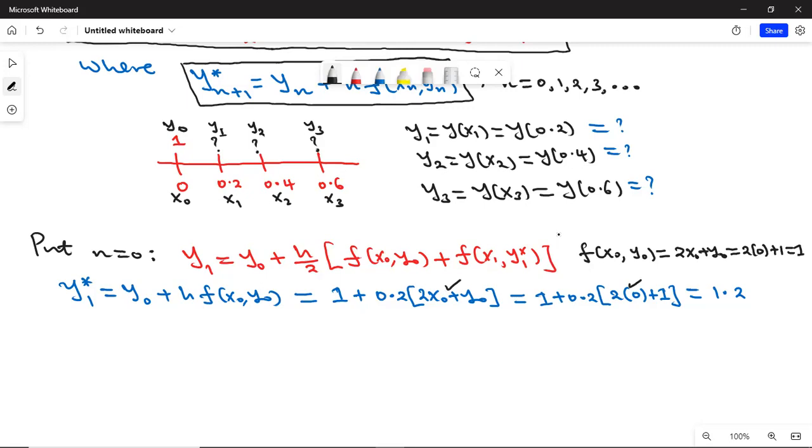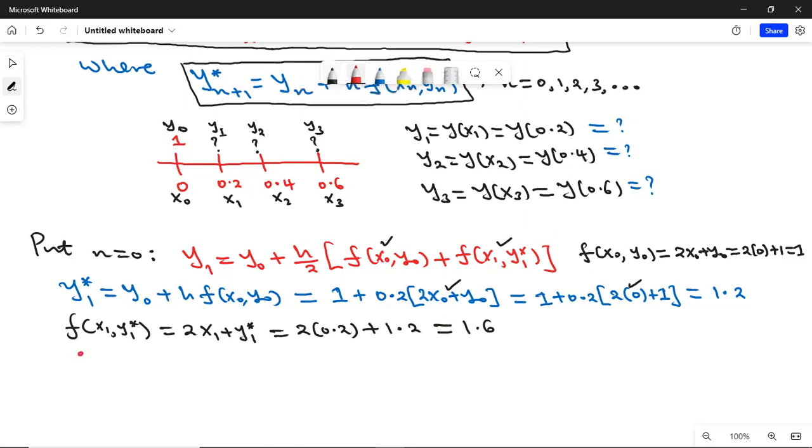y1 star, the next thing you need to find is f of x1, y1 star. That is the same as 2 times x1 plus y1 star. And that is 2. Our x1 is 0.2 and our y1 star is 1.2. When you press this in your calculator, you need to get 1.6. So now we know this, and we also know h and y0. We can now be able to find y1.